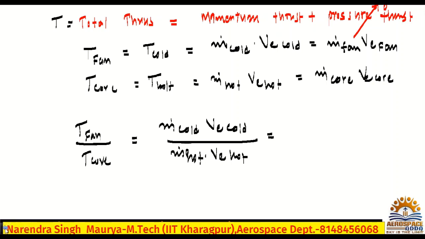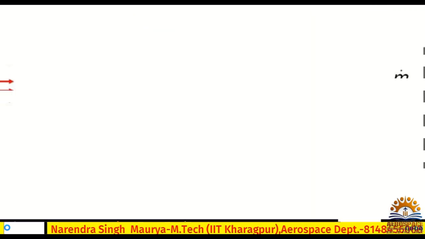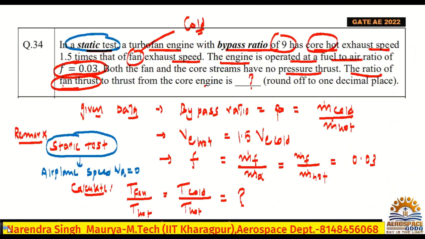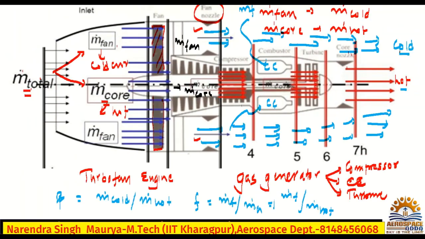Why is it so? Because the fuel air ratio they have given. If they have not given it, then directly you can write m dot hot, no problem. You can write m dot hot, because mass flow rate of the hot air into velocity in this hot nozzle will give the thrust in core. But here in the problem they have given fuel air ratio also. It is clearly mentioned, fuel air ratio means fuel will be added.